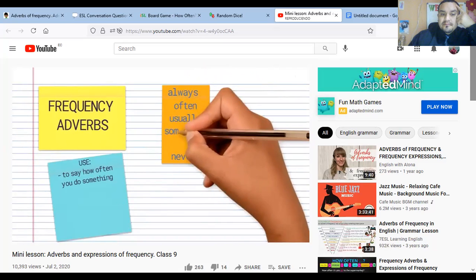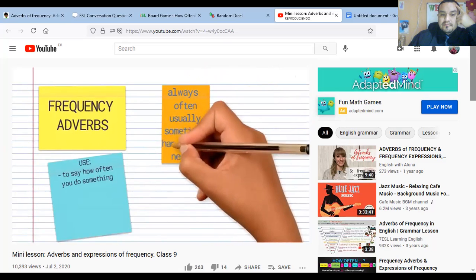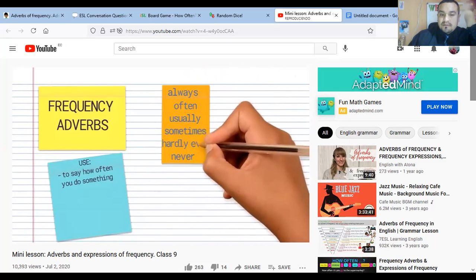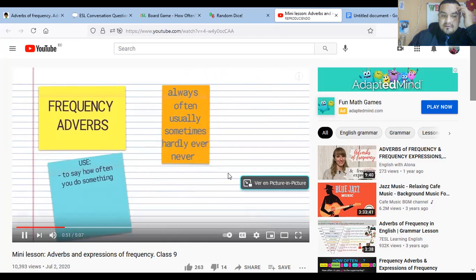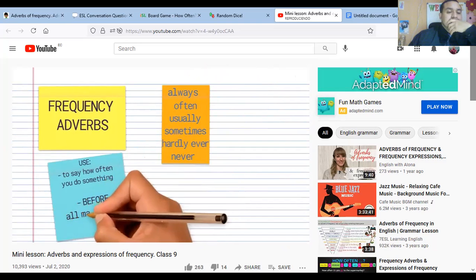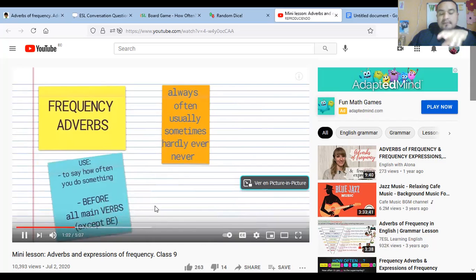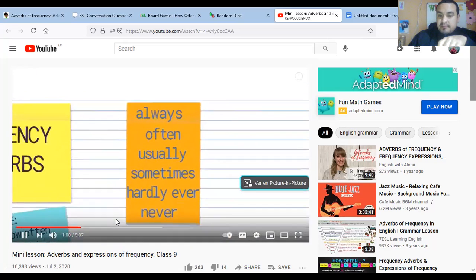Usually, usualmente; sometimes, a veces; hardly ever, casi nunca. Do you see the frequency? A ver, ¿qué posición ocupan estos adverbios en una oración afirmativa? Adverbs go before all main verbs, except the verb to be. This is something very important.